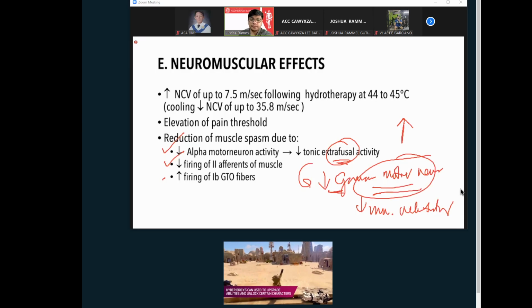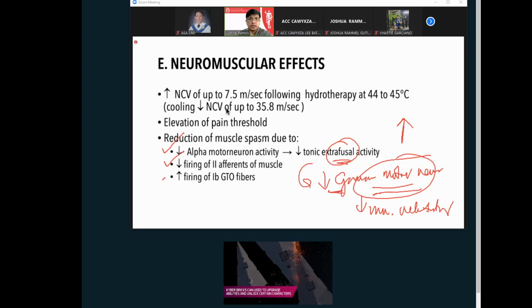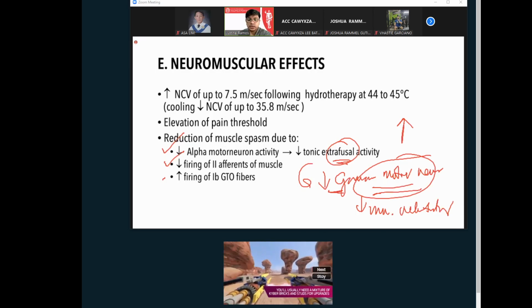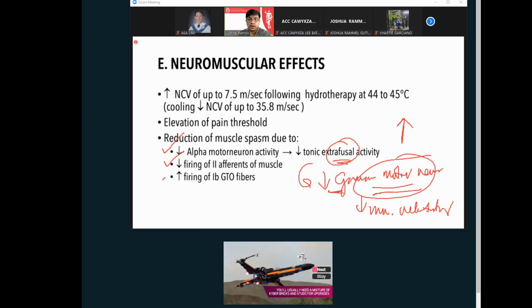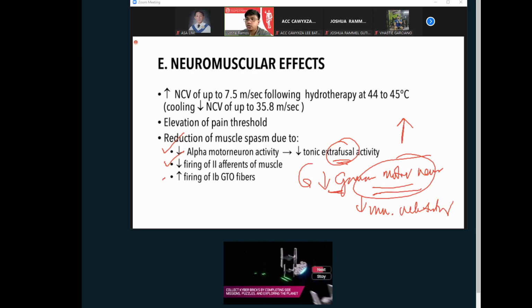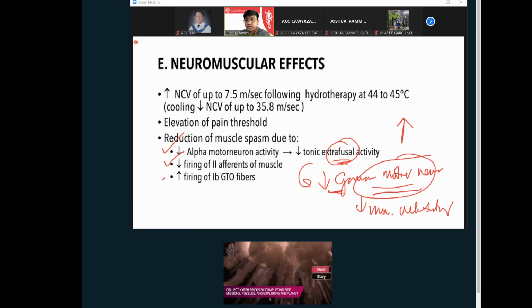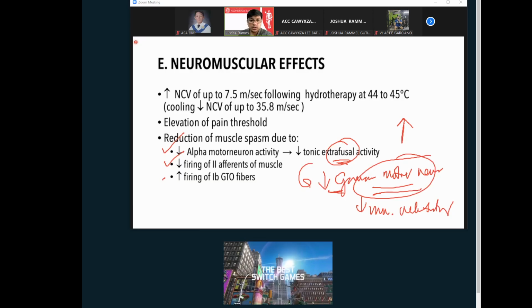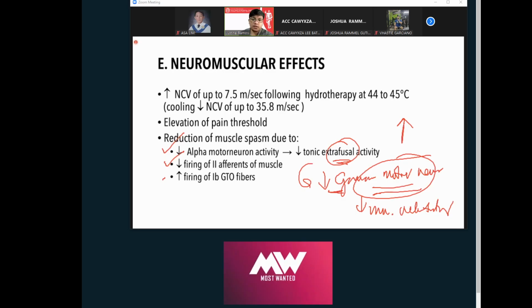Okay? We will not discuss that further kasi supposedly dapat na-discuss yan sa inyo, no? Yung mga nuclear bag, nuclear chain, intra and extrafusal muscle fibers, the flower spray organ. Okay? Ayan, no?